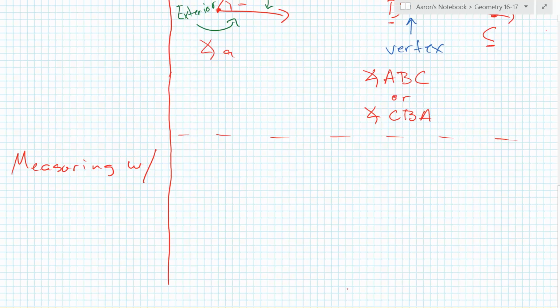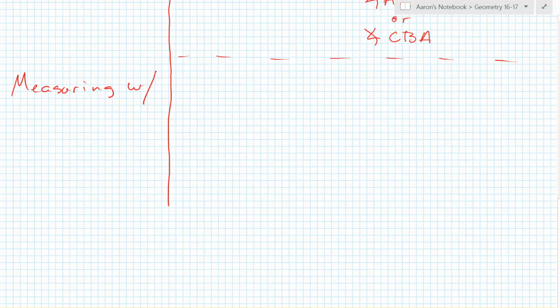So next we're going to talk about measuring with a protractor. There is a postulate in your book. It's called the protractor postulate. I think using it as a postulate is a little bit superfluous. And so we're just going to talk through how to use a protractor.